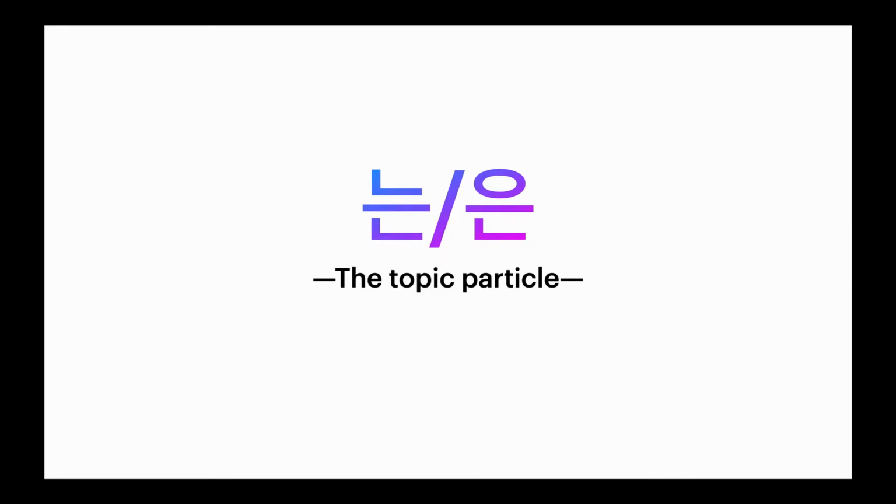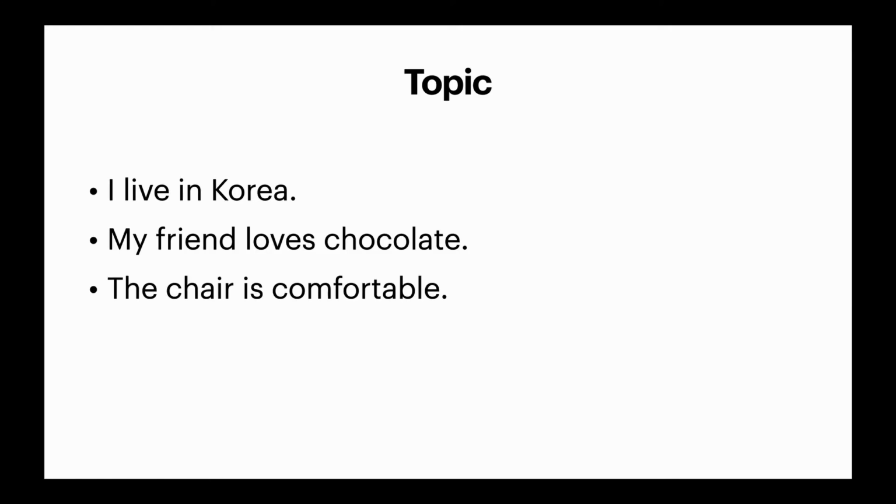Okay, so 는 and 은, the topic particle. Now what exactly do we mean by topic? Well, if you think about topic in English, it just sort of means what is the sentence about? What or who is the sentence about? If we look at these sentences, I live in Korea, my friend loves chocolate, the chair is comfortable, she always eats pizza. Who or what is this sentence about? And you could also think of it in a way as who or what is doing the verb. So if we look at the verb in each sentence, who or what is the thing doing this verb?